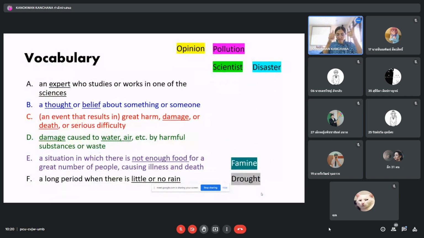That's great. Everyone, you see, I'm trying to underline the keyword for you. Not enough food is famine. Little or no rain, the river dry, the land dry, you are not able to grow crops, durian or vegetables, because you have no water to work with. That one is drought.